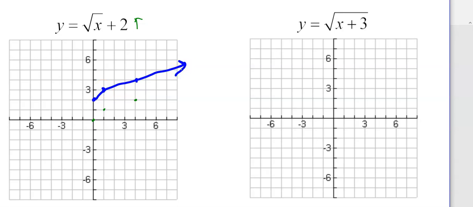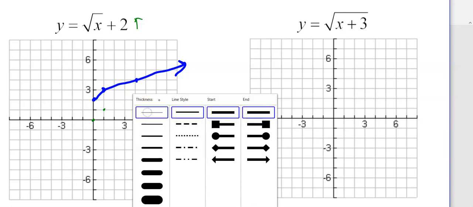The domain, if you wanted to ask, is x greater than or equal to 0. The range is y greater than or equal to 2. Okay, let's start with the original function.